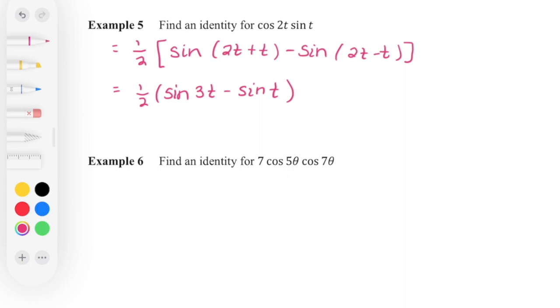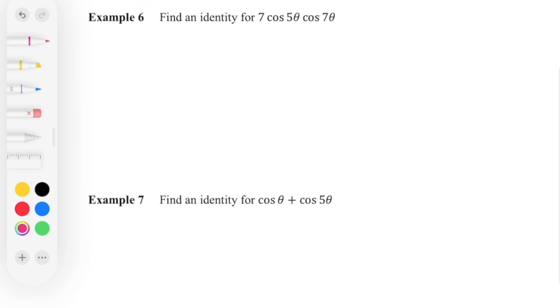You could distribute the 1/2 through if you'd want to, but at this point we can stop. Pause the video and try example number 6 to find an identity for 7 times cosine of 5 theta times cosine of 7 theta. When I have cosine times cosine.